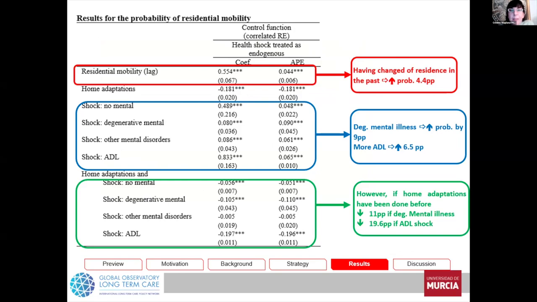Now we have the model for change of residence. I am only going to show the results for the correlated random effects regressions, where health shock is treated as an endogenous variable. Having changed residence in the past increases the probability by 4.4 percentage points of changing residence again. You also observe that suffering a degenerative mental illness increases the probability by 9 percentage points, and suffering more ADL limitations increases this probability by 6.5 percentage points. However, having performed previous adaptations and afterwards suffering a health shock reveals the opposite sign. The probability of changing residence decreases by 11 percentage points in case of degenerative mental illness, and by 19.6 percentage points in case of an ADL shock.